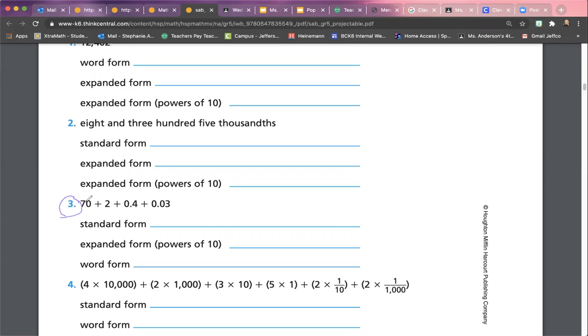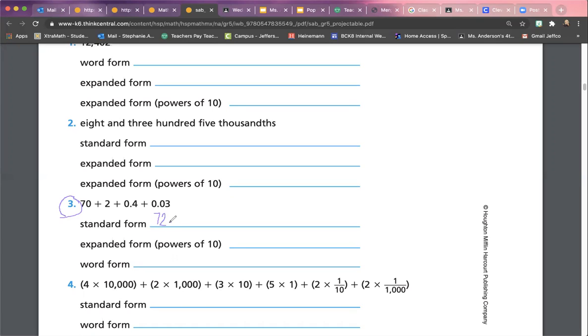So in this case, they gave us the expanded form. We need to split it up now. And we'll put it back together and then split it back up, I guess. So we have 70 plus 2 plus 4/10 plus 3/100. Well, standard form, I know, is just my numbers all put together as a normal number. So I know 70 plus 2 gives me 72.